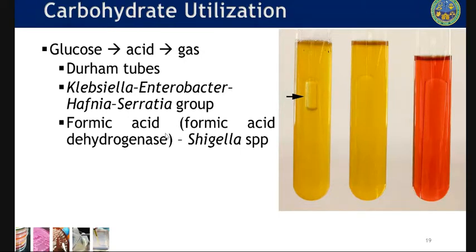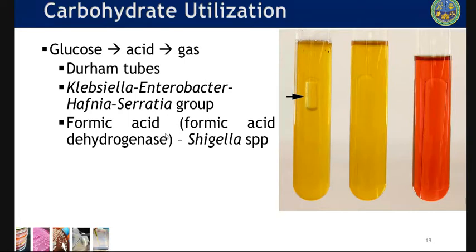So once it turns yellow, then there is acid production. Now, if you have gas underneath or inside the inverted tube, the Durham tube, then you have gas production. So you read both acid production and gas production. The red one there is uninoculated. So there is no bacteria, no inoculum or no isolate placed in that particular tube. This may be used as a control with your various reactions.